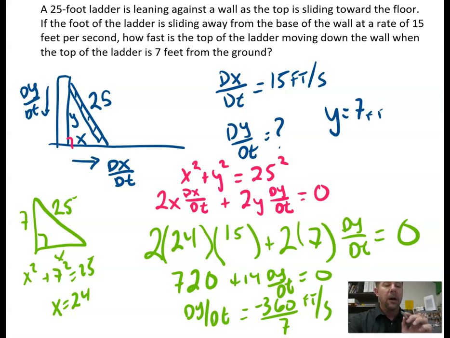Also, think about your answer. Okay? Does that answer make sense? And yes, because the ladder is falling down, it has a direction, so it makes sense that the velocity, or the rate, of the ladder is negative. Okay, going to move on here.